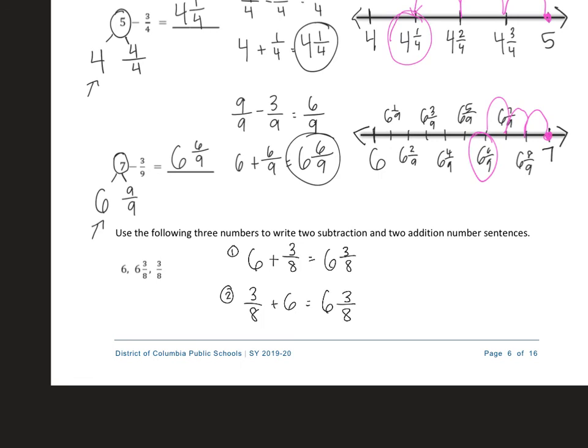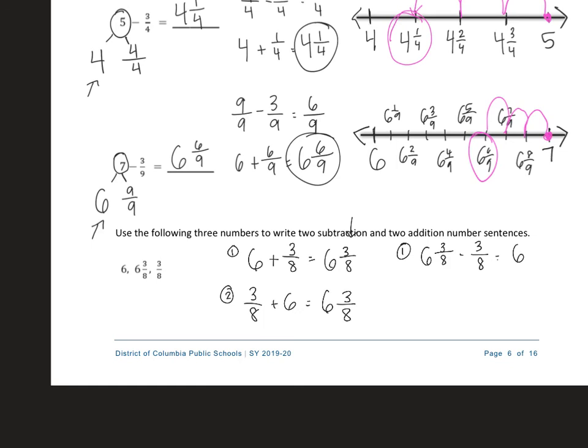Okay? Now, we're going to write 2 subtraction sentences. I'm going to use my addition sentences to help me write these subtraction sentences. So, I'm going to start with my answer here, right? Because subtraction is the opposite of addition. So I know that I'm going to be starting with my total, which is 6 and 3/8. Okay? And I'm just going to subtract one of the add-ins from it. So 6 and 3/8 minus 3/8 is going to equal just 6.